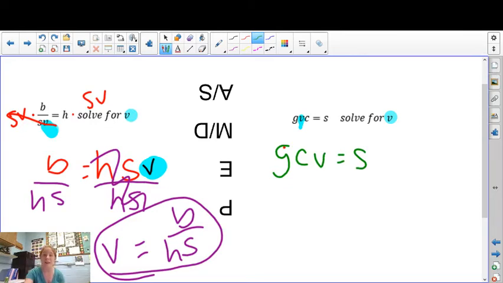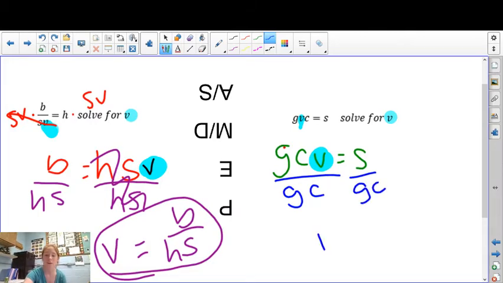The reason being is I want G and C to be together because I want my V, I want this guy to stay right here. I don't want him to move. So what I'm going to do is divide by the guys being multiplied with him. So I'm left with just V, and he's equal to S over GC.